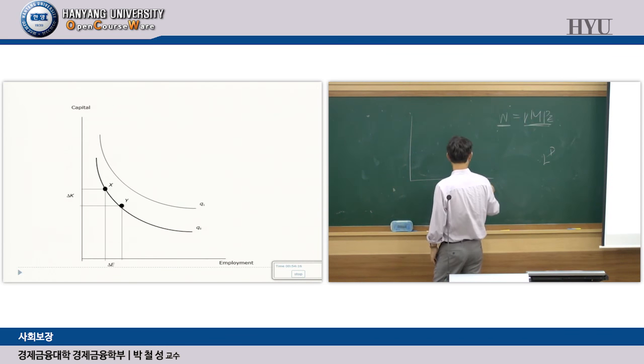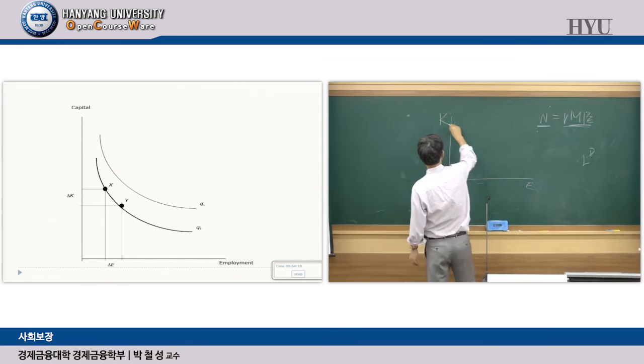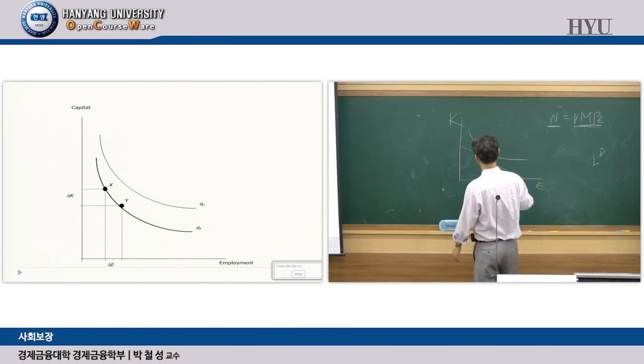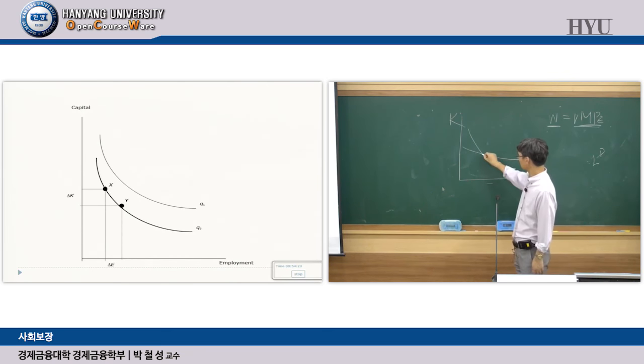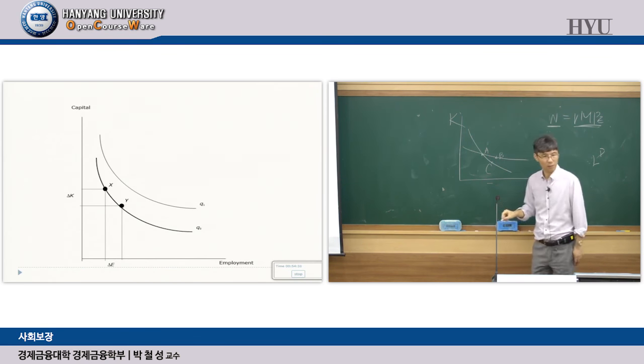E and K, right? If they intercept, that doesn't make much sense. Why? Because if A and B are on the same isoquant curve, A and B have the same output. And A and C are on the same isoquant curve, so A and C have the same output, right? So B and C must give you the same output because they are both equal to A, but it doesn't make any sense if you look at the diagram.